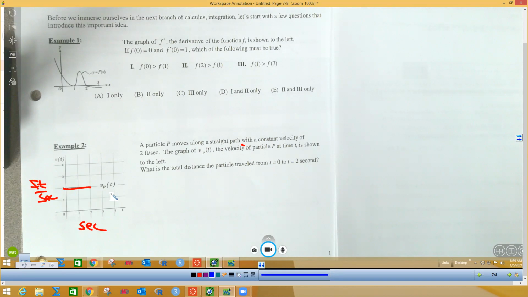Area. That's right. I'm going to do what we just did a second ago. I'm going to make this into a nice little square. So I want to find this area. Well, this is 2 seconds, and this is 2 feet per second.